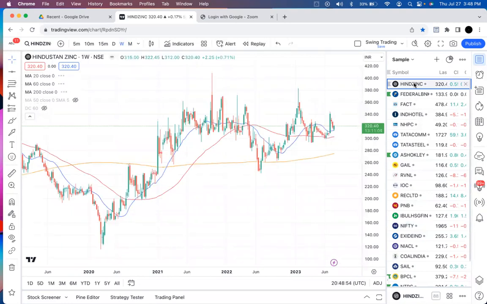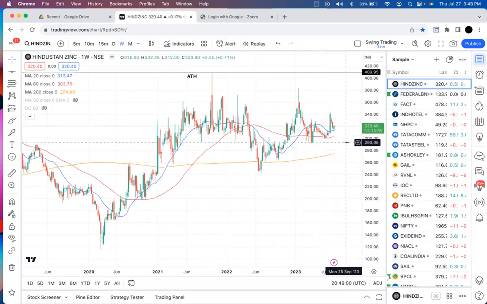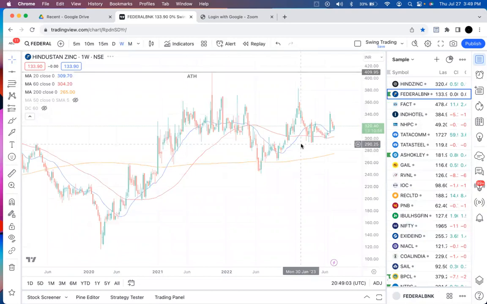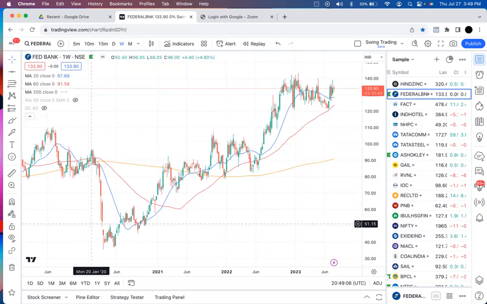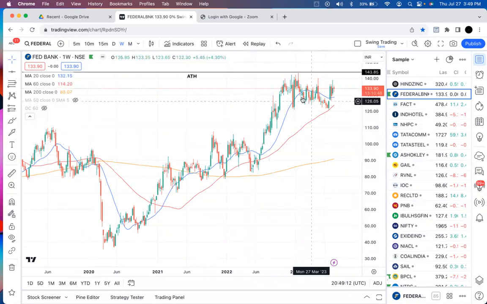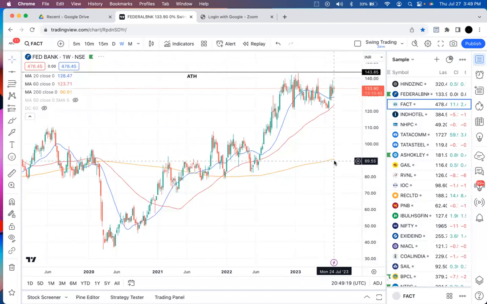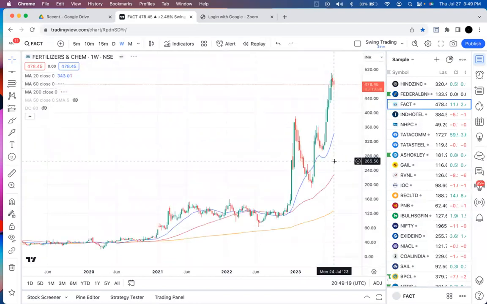Okay, Hindustan Zinc looks fine on the weekly, although it's been sideways. All right, so that doesn't mean that it's going to stay like that. But let's see if the trend is going to stay sideways or not. Federal Bank, even on the weekly, it's been doing good. Look at that nice upward movement. Okay, but then the all-time high is causing it to face resistance, and let's see if it breaks through the all-time high. FACT, all right, on the weekly chart, FACT also looks good.